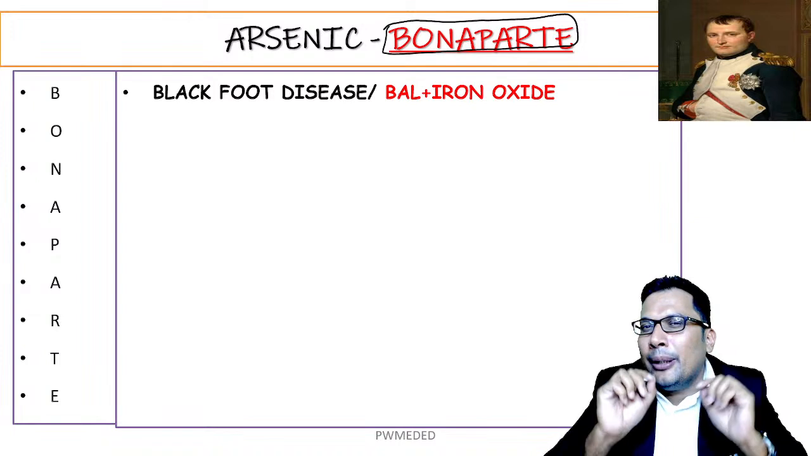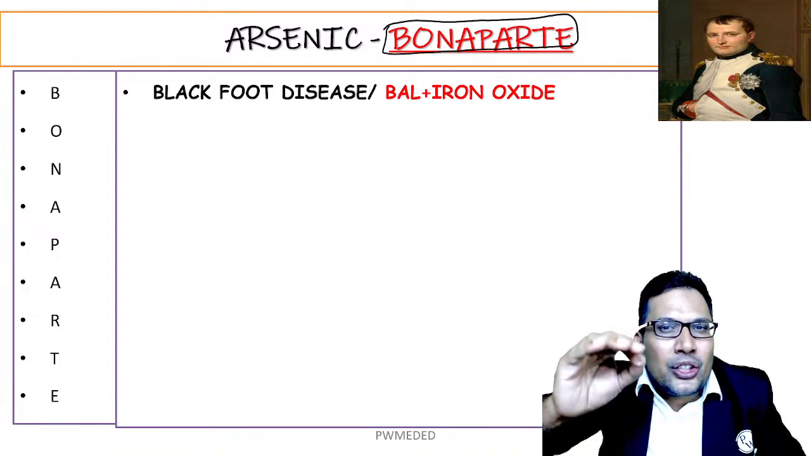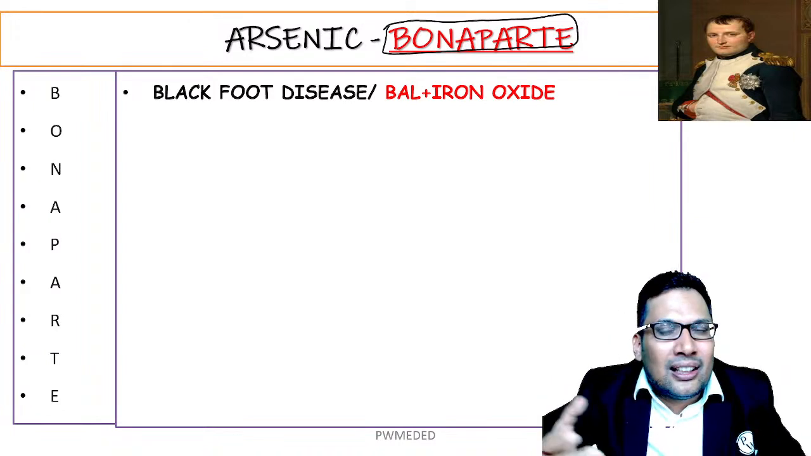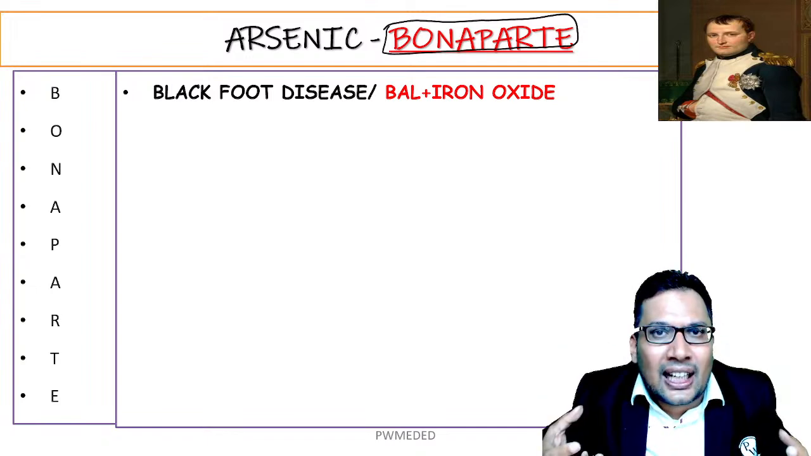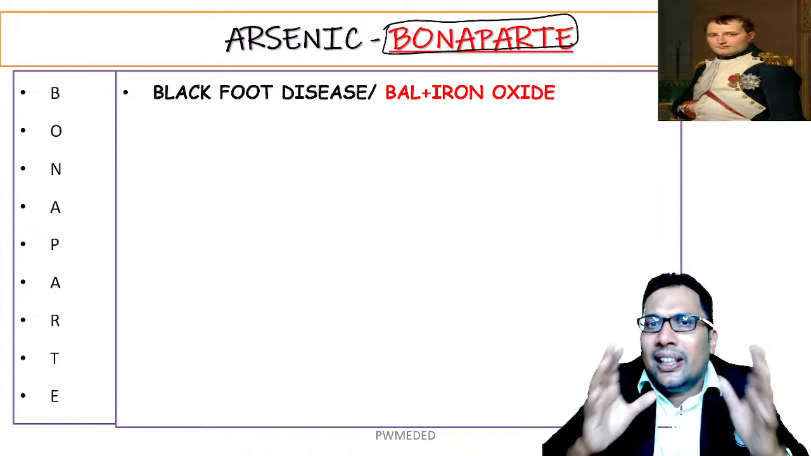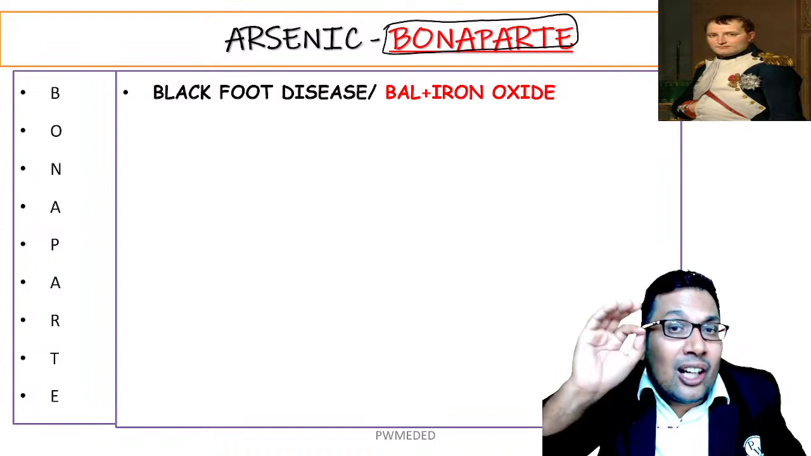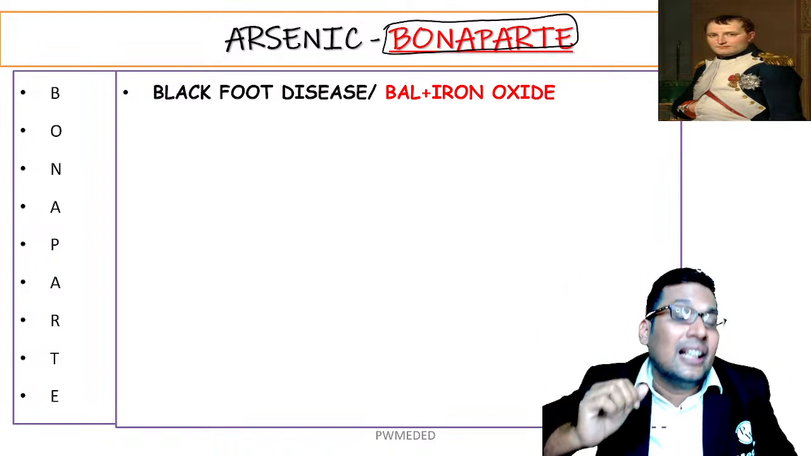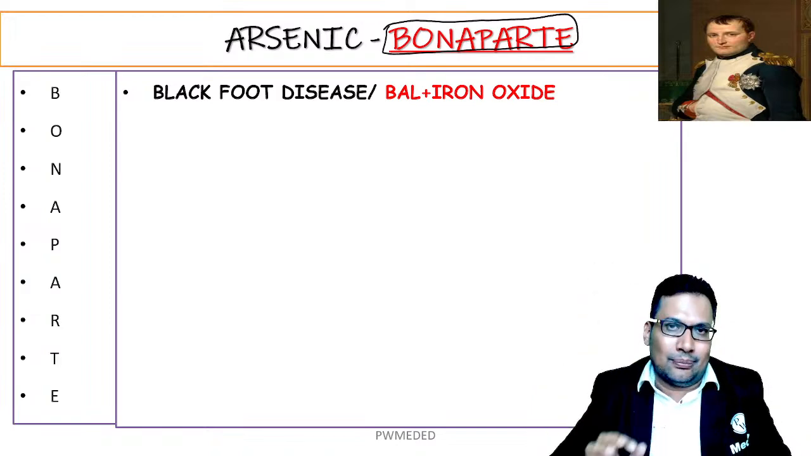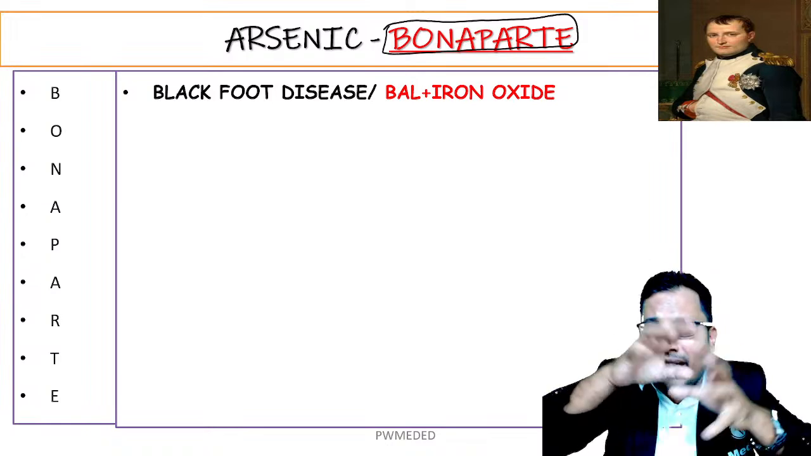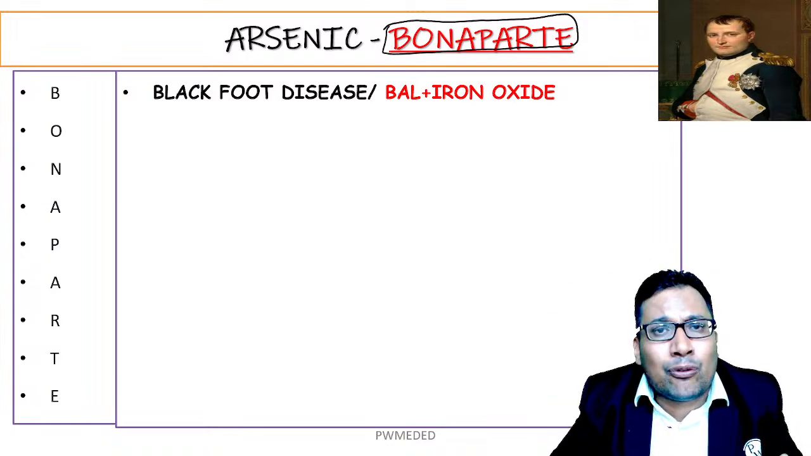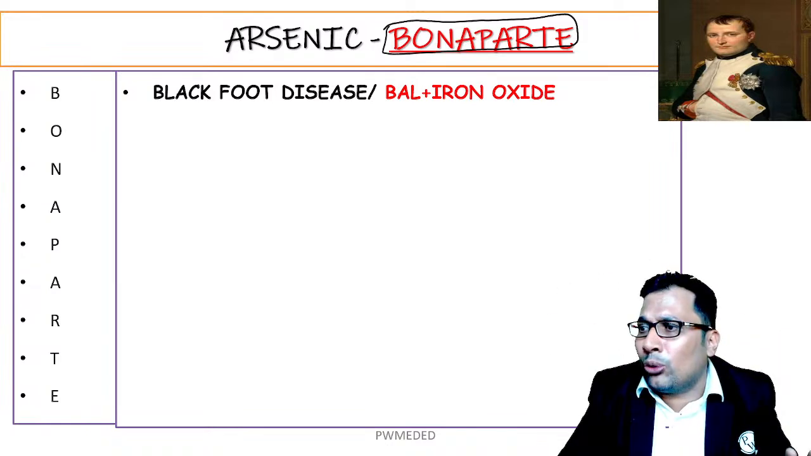So B for BAL. The drug used in arsenic poisoning is BAL. That is very commonly asked in the exam. British anti-lewisite is given orally or intramuscularly, never intravenously. It causes fat embolism. Gangrene of the foot is known as black foot disease. So B for black foot disease.